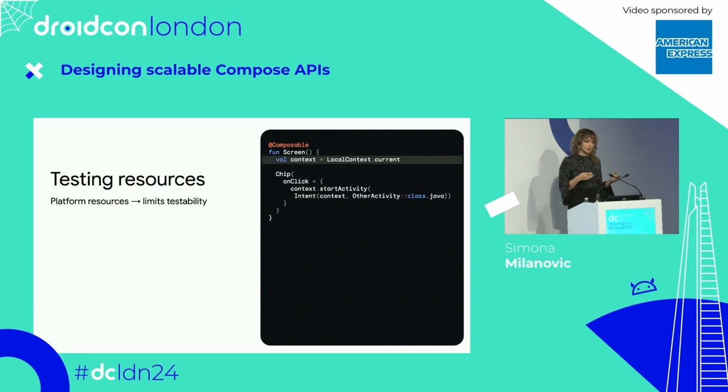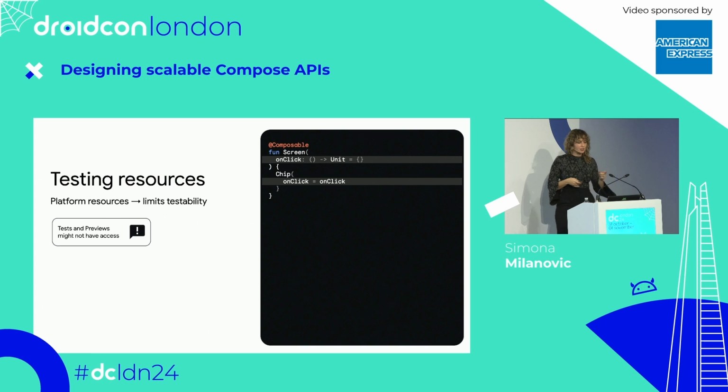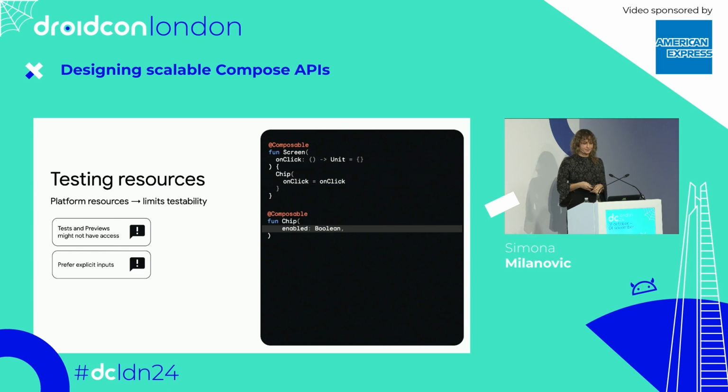Try to think about whether your component requires platform-specific resources to work. For example, does it need a specific activity or context? If so, this could limit the testability of the API, because in tests and also in previews, you might not have access to these resources. So here we require access to context to launch an activity. A better alternative is to provide the click lambda as a parameter and delegate this responsibility to the composable caller.